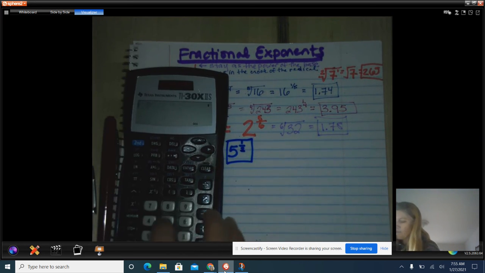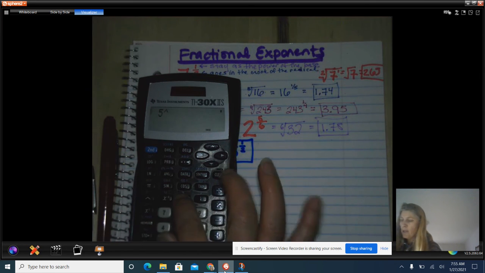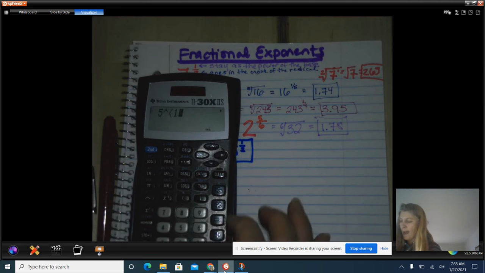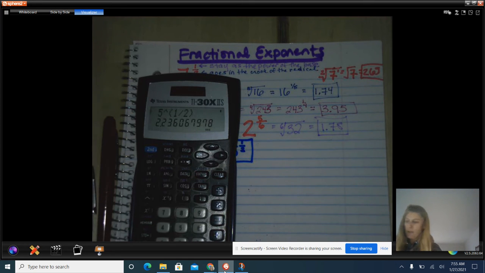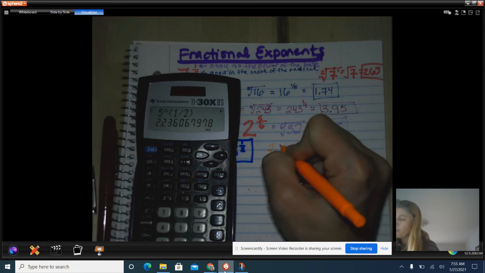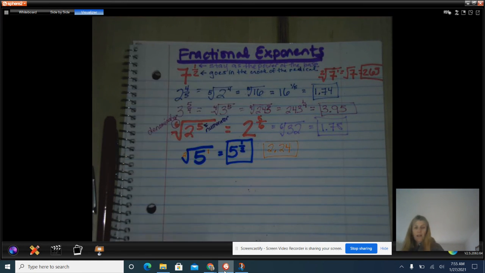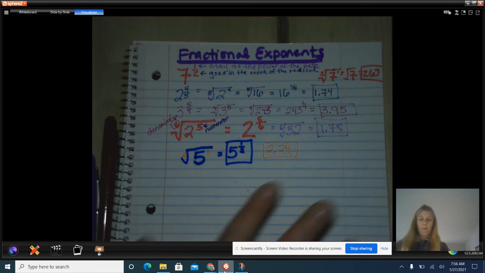And you can also do 5 to the 1/2 power on your calculator, but you need to put parentheses around the 1/2. So if you remember to put those parentheses on there, you can solve it that way as well. And so our answer, as a decimal equivalent, is 2.24. Okay. So that, ladies and gentlemen, is the deal with fractional exponents. Nothing difficult, nothing hard, but a couple things for you to remember.